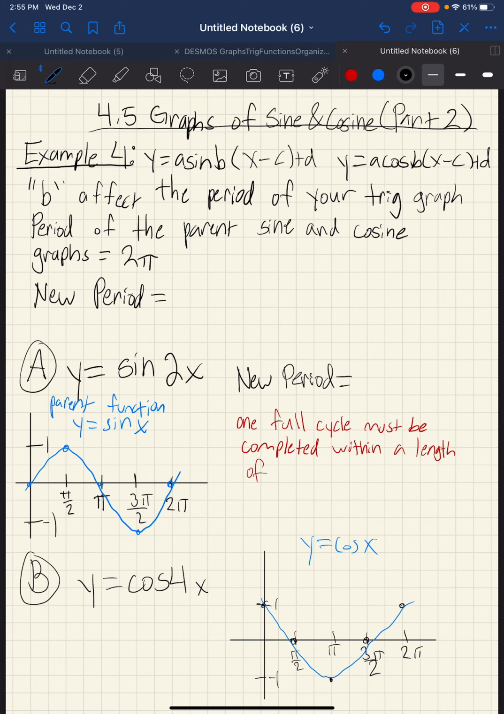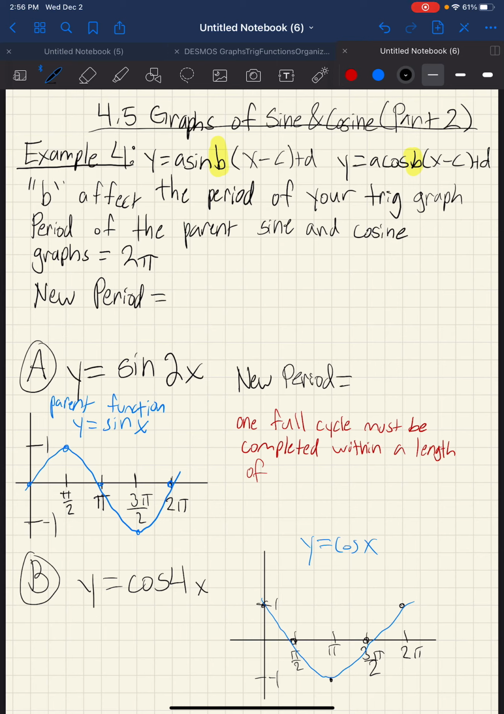So we already went over what A, C, and D are, which are the amplitude, the vertical shift, and the horizontal, or what we call phase shift. But now we haven't gone over the B, which is what will affect the period. And from there, please write this down: B affects the period of your trig graph. The period of the parent sine and cosine graphs equals 2 pi.